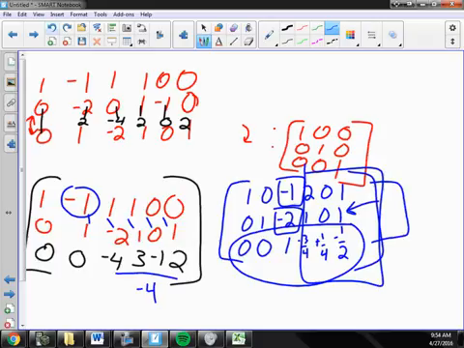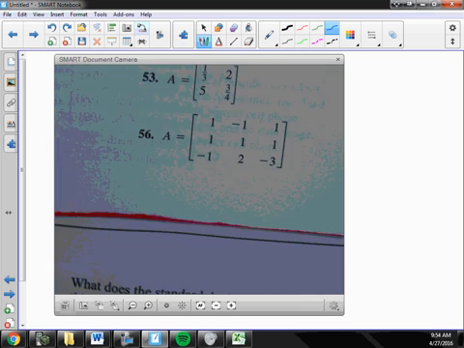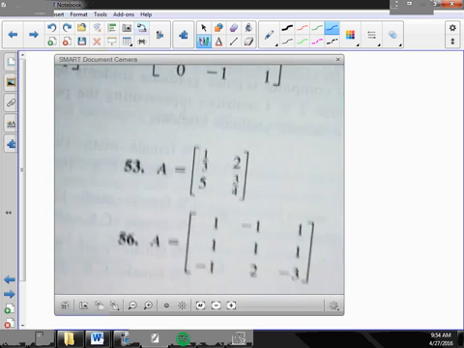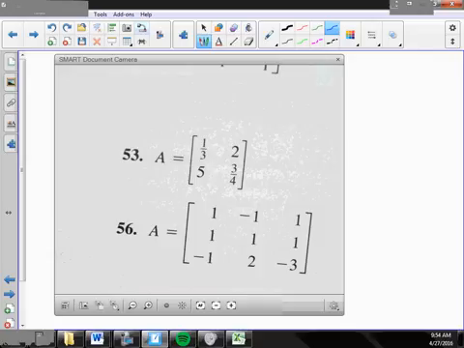We'll look at 53. I'm not going to do it, but let's take a look at it. Okay, 53. You don't like fractions. Okay, let's get rid of them. I can do anything I want as long as I follow the rules. How can I get rid of these fractions? Times the whole top by 3.